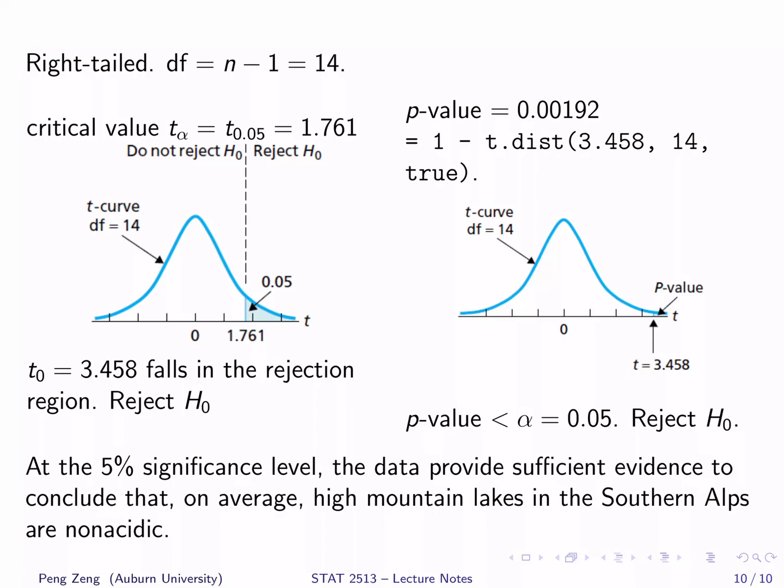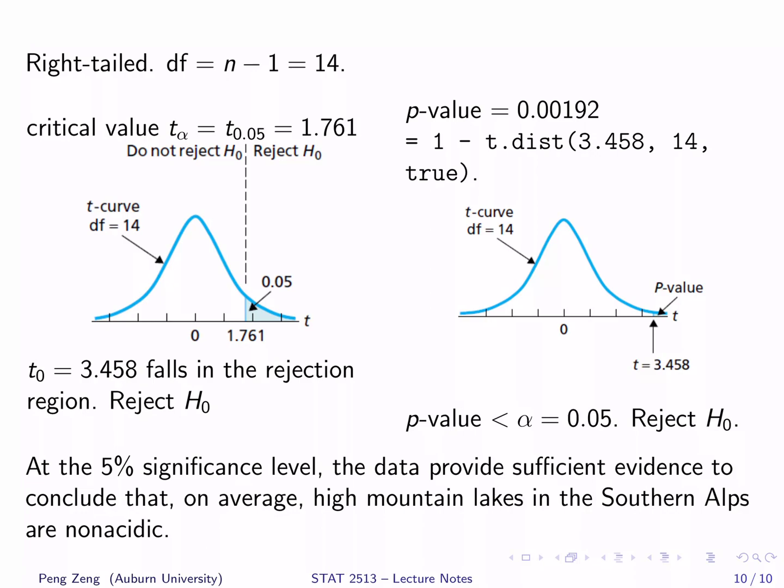We can draw a conclusion using either the critical value approach or the p-value approach. Using the critical value approach, the critical value is t.05, which is 1.761. We can find this number using a t-table. Make sure to check the row corresponding to 14 degrees of freedom. The test statistic t0 equals 3.458, which is larger than the critical value. It falls within the rejection region. Here, we reject H0.